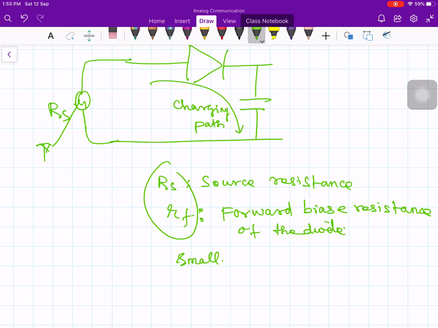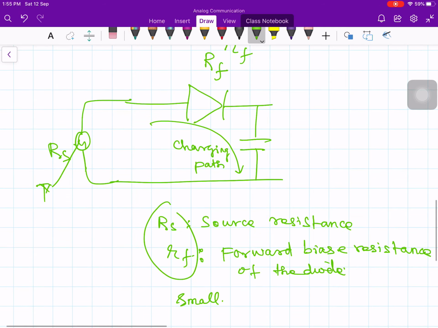Therefore, what will be the charging path? The charging path is this one. Though you have resistance RL, it will not take that path. There will not be any current flow. Therefore the charging path is this one.